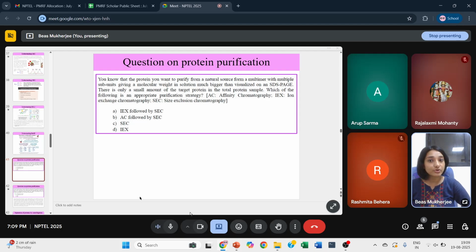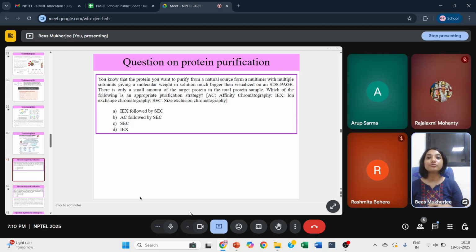So you know that a protein that you want to purify from a natural source forms a multimer. Now these are the kind of questions that you can expect in Part C in the CSIR exams. These kind of questions make you think, and there will be questions that ensure that you know about a lot of different techniques and you know how to answer these questions based on that concept. These kind of questions are very important and you should be able to solve these. Practice more of these kind of questions.